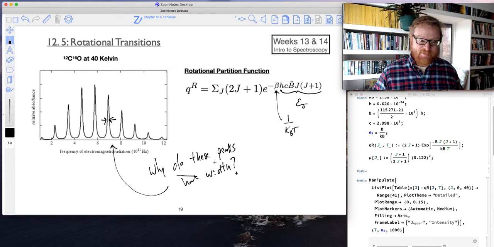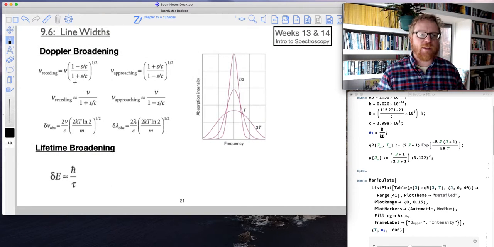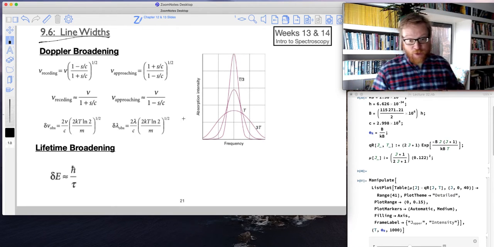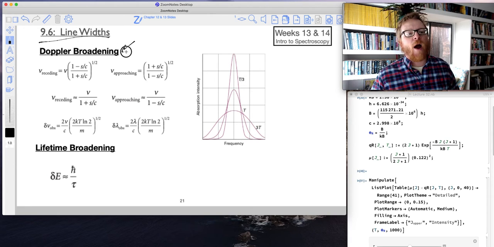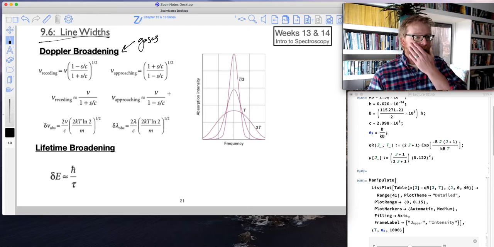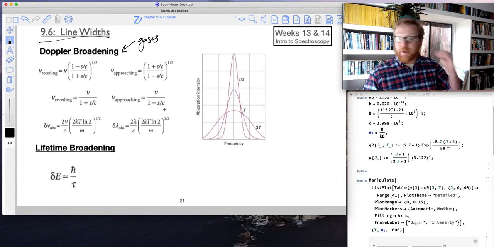Well, as you might guess, it has to do with the temperature. And more formally, this is what we call line widths. This is a random section out of chapter 9.6, apologies for the different orders. But there's two main effects contributing to why spectra actually have width. This Doppler broadening is only relevant for gases, because if you recall, the Doppler effect is the change in frequency of an object as it's traveling away from or toward an observer.